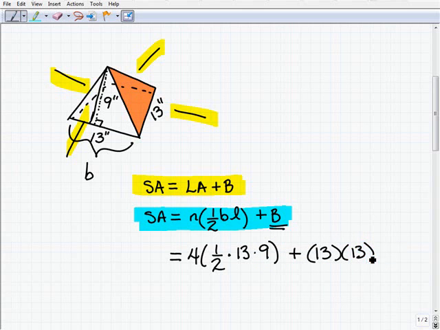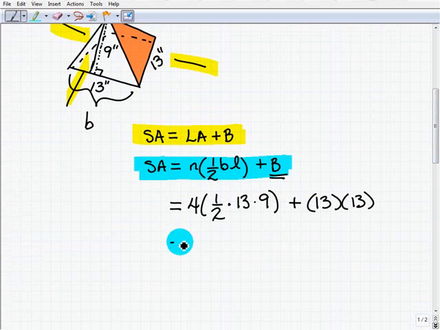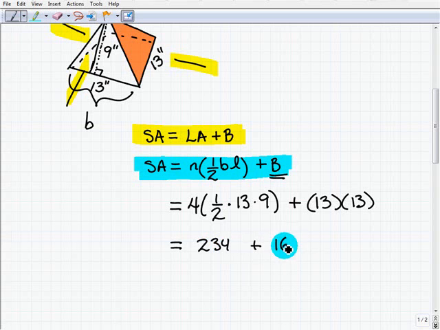So here is our entire formula set up with our actual numbers. Go ahead and take a moment and work through the calculations, and I'll do the same. So the first part, I'm getting 2 times 13 times 9, that's 234, plus 13 squared, or 13 times 13, is 169. So let's add these two numbers together for our grand total of 403.